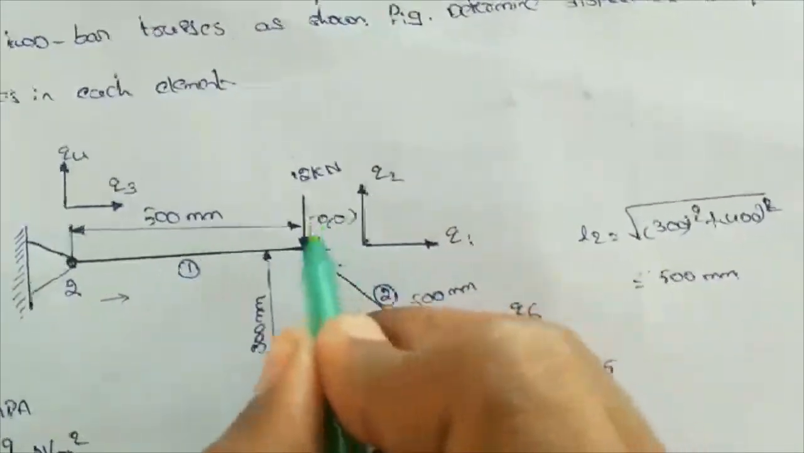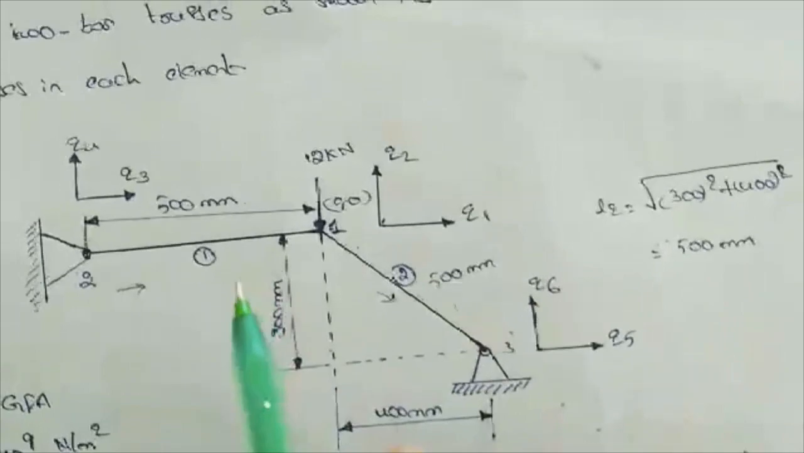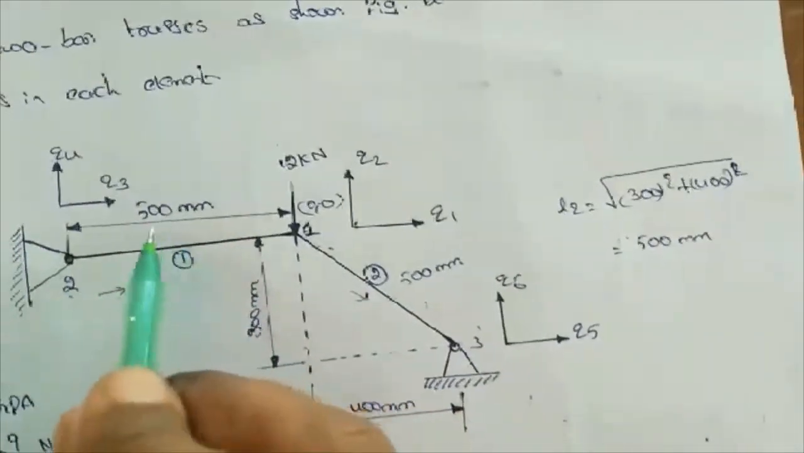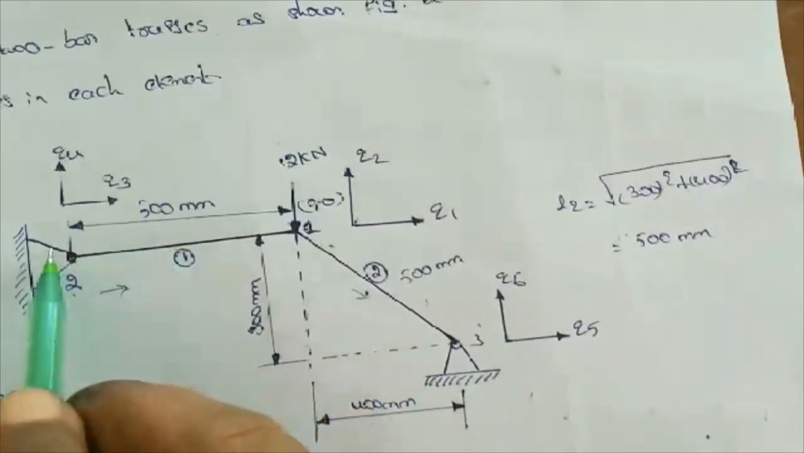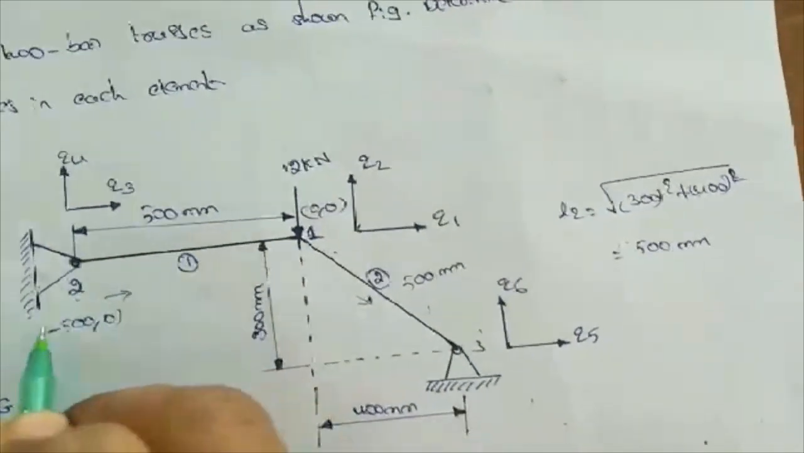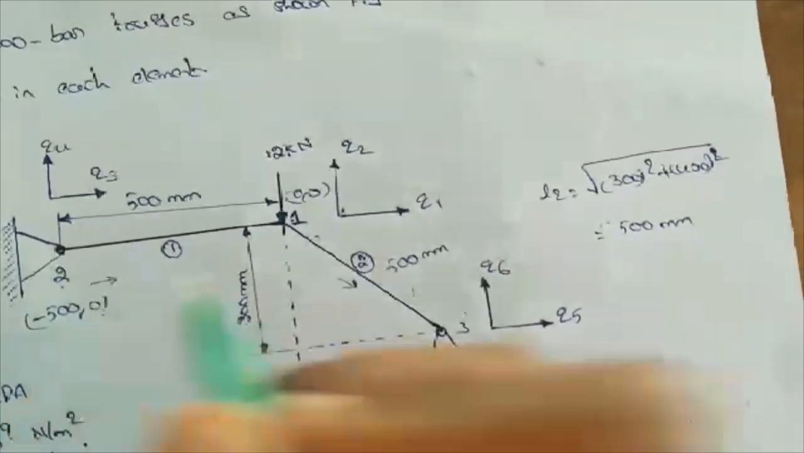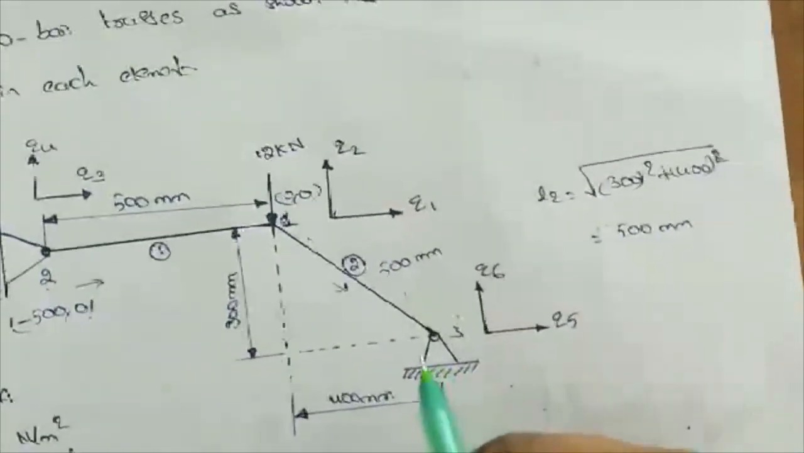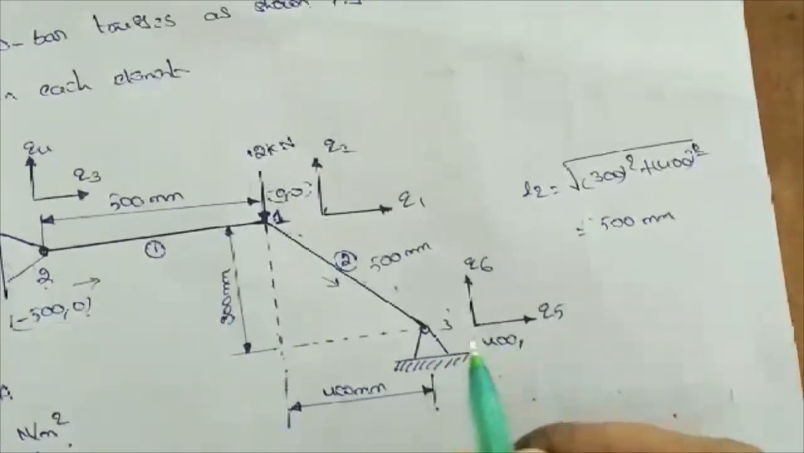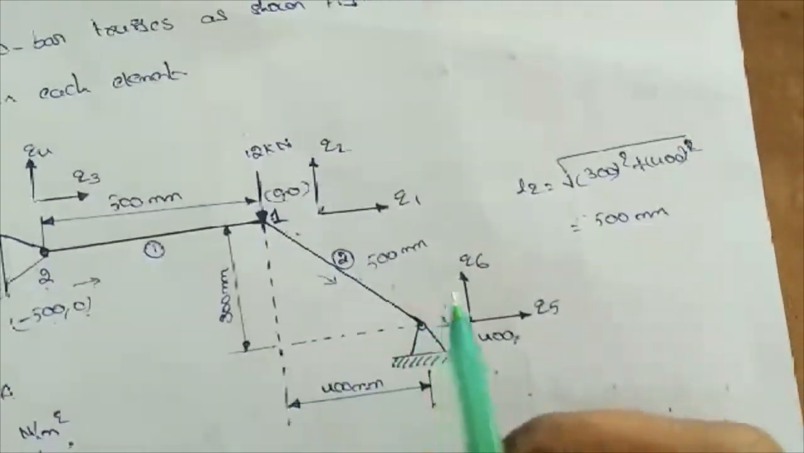At the second node the coordinates: the x distance is 500. This is the left side, so you have to keep minus 500 comma along y is 0, so minus 500 comma 0. Here the length along the x-axis is 400 comma, and along the vertical axis it is in the downward direction, so minus 300.